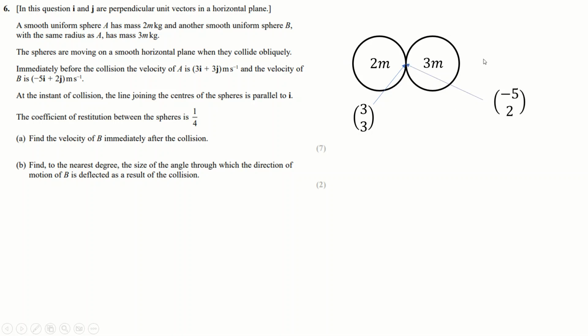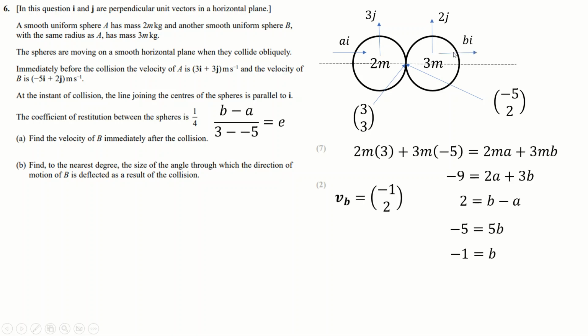They meet along a horizontal line parallel to i, which is important because it means that the vertical components do not change. So this afterwards still has a vertical component of 3j, this one's still 2j. Let's just make up that the components for this one afterwards are ai maybe and bi, something like that. And then this shouldn't have all come up at once, but who cares? We set up the conservation of momentum, so 2m times 3, and we just set up in terms of horizontal movement.